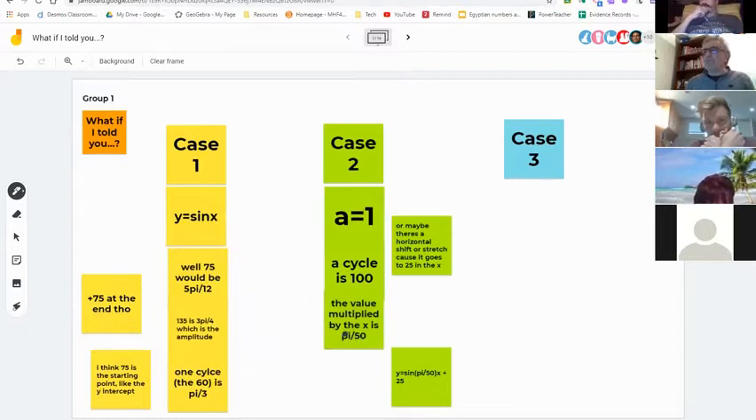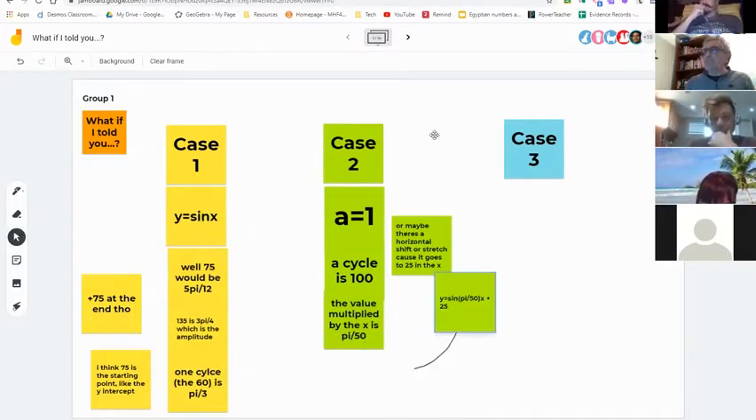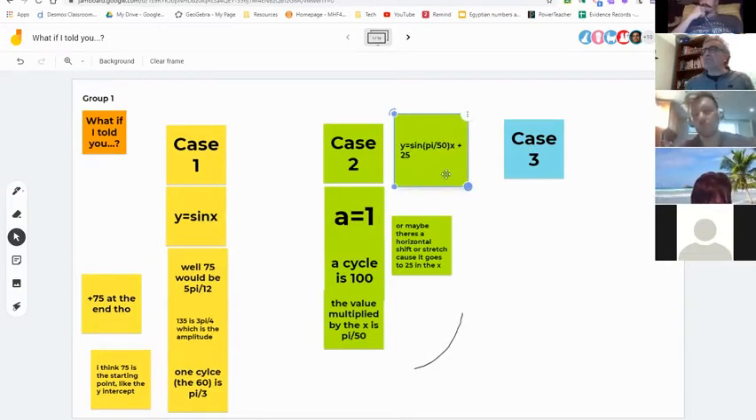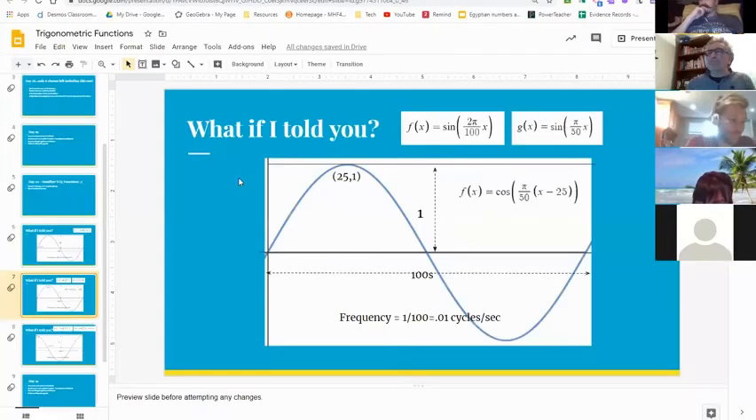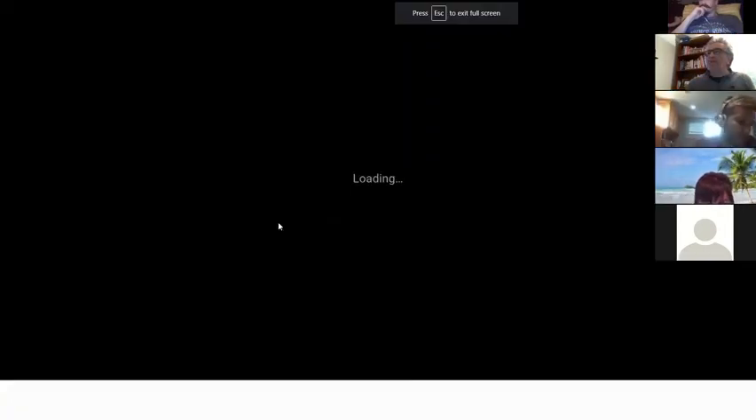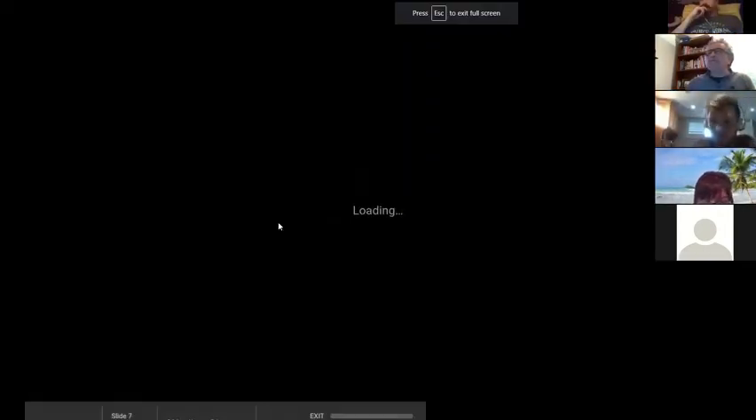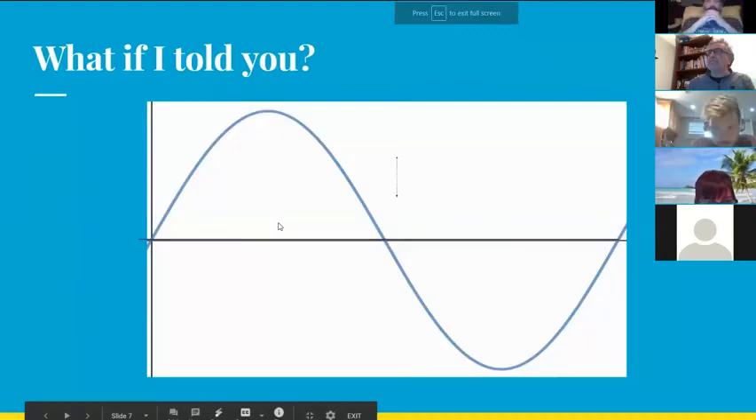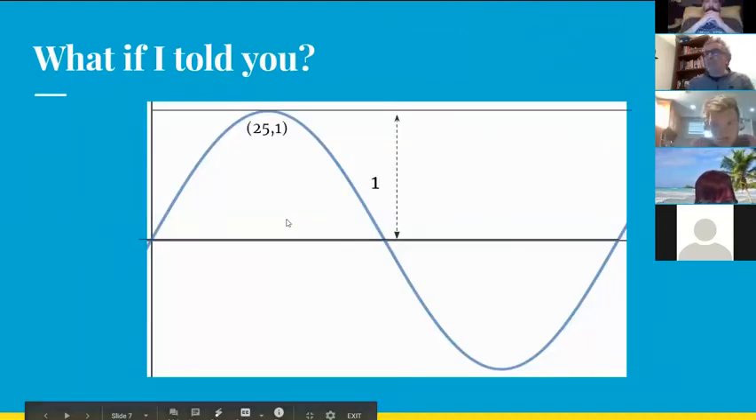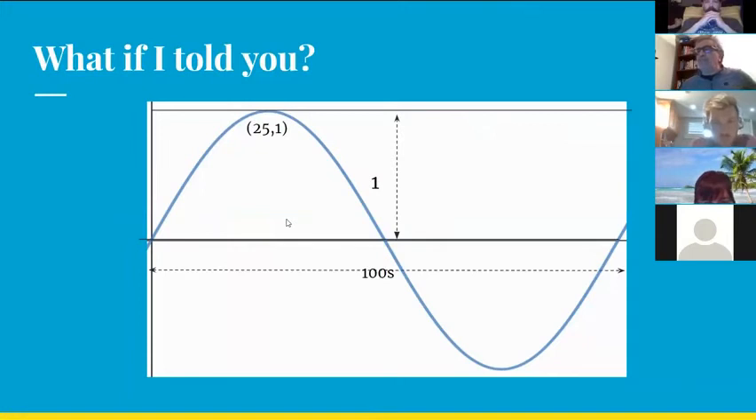So the value is pi over 50. So it's getting the, here I think, excuse me. I think here they got an equation, pi over 50 times x plus 25. Okay, so let's see. Let's go back to this thing and see what is this one? Yep. Okay.